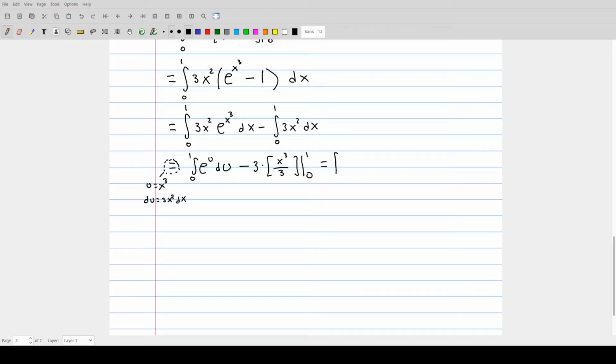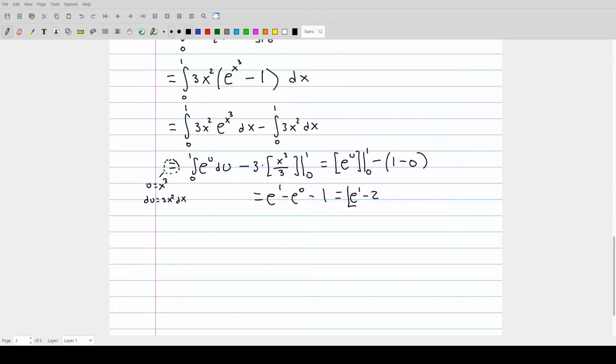This entire thing then is the antiderivative of e to the u, which is just e to the u. The 3 over 3 becomes 1. So we're just left with, when I plug in the bounds for this antiderivative, 1 cubed, which is 1, minus 0 cubed, which is 0. And lastly, when we plug in for e to the u here, we have e to the 1 minus e to the 0. That's just e to the 0 is 1. So our final answer is e to the 1 minus 2.